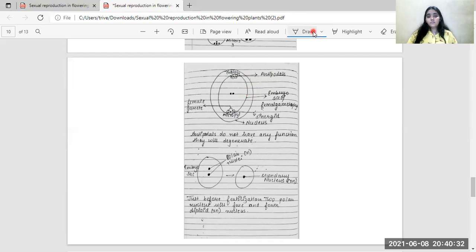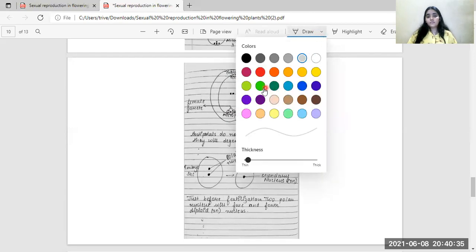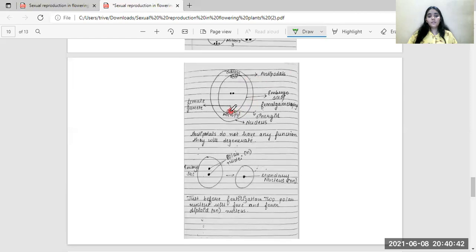This middle one, the one that I colored, the green one, is the female gamete, while the other 2 around the female gamete are known as synergids. Antipodals do not have any function; they will degenerate.